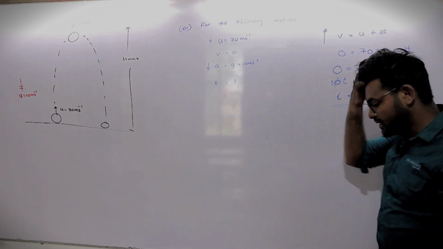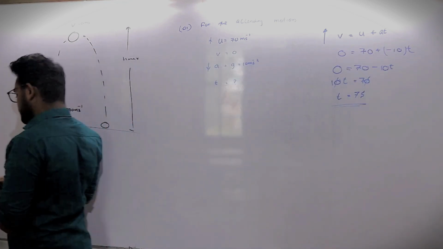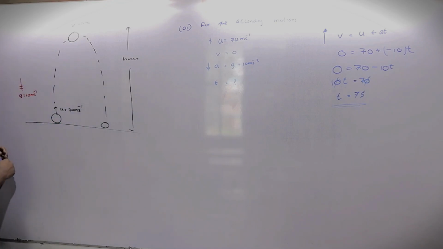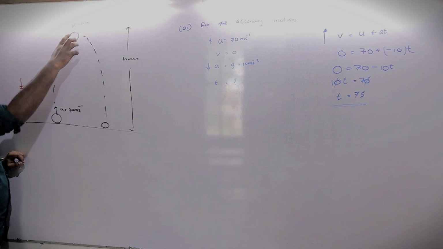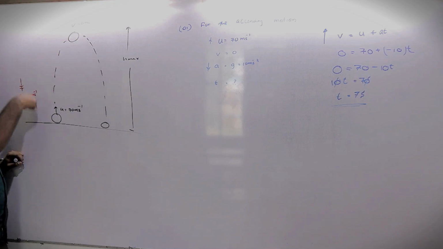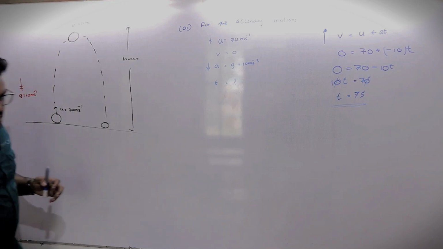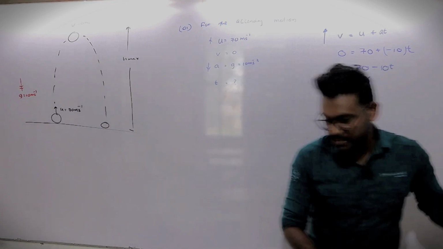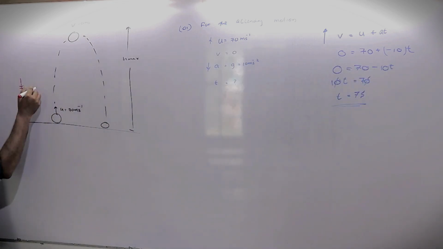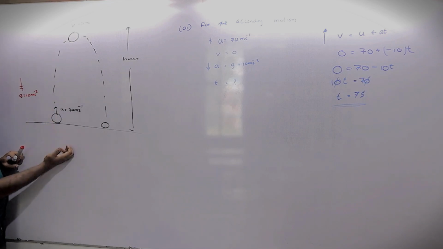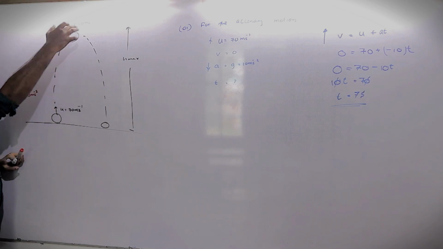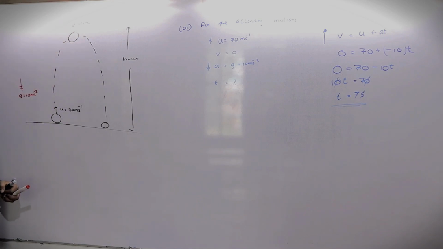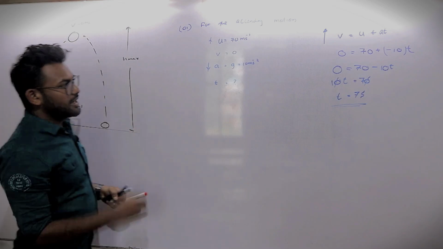I have seen some of you have taken it straight away. That's also good, but be careful, right? Because here it is 70, here it is 0. So each and every second the velocity drops by 10 meters per second squared. So 70, 60, 50, 40, 30, likewise. After 7 seconds, it becomes 0. Or you can write like that.